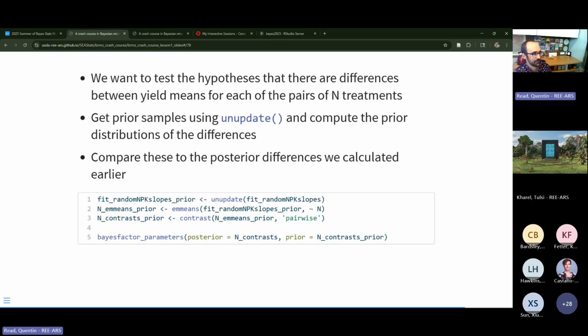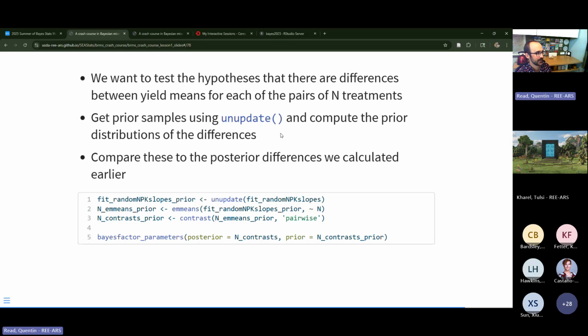So the way we would get Bayes factors here is, let's say we care about our contrasts, our difference between yield means for each pair of nitrogen treatments. The way we would get that with the bayestestR package is, we've sampled from our posterior distribution, but we have not sampled from our prior distribution. We didn't bother to. So we're going to go back and use a function called unupdate, which will get samples from the prior distribution, as many as we do for the posterior.